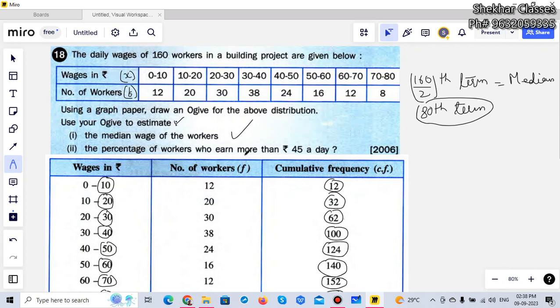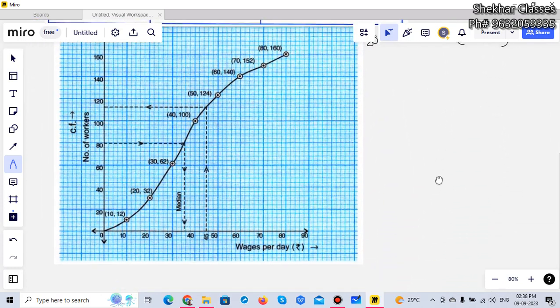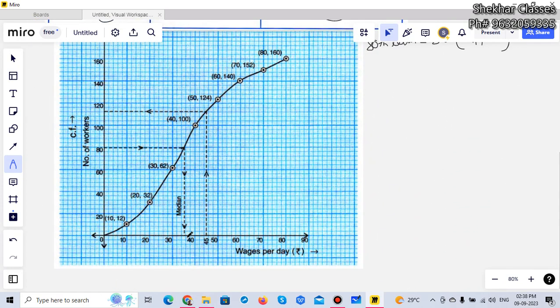Then they're asking the percentage of workers who have earned more than 45 a day. So 45 a day, where is 45? This is 45, this is 40 rupees.